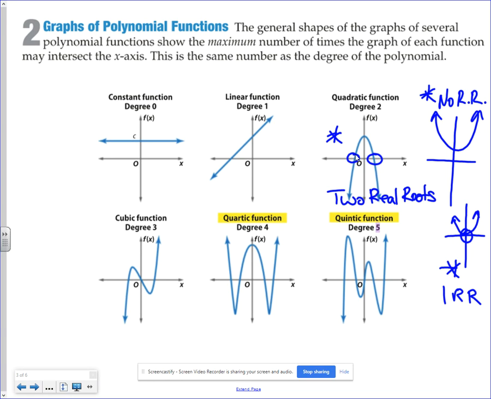If you look here at the degree 3 one, what's the maximum amount of real roots that degree 3 can have? 3 of them, because the graph can cross 3 times. But it could have less than 3. But the maximum is the degree of it. When you have a degree 4 equation, the maximum amount of real roots that you can have is 4, but you can have less. For degree 5, the maximum amount that you can have is 5. You can't have more than 5 if it's degree 5, but you can have less than 5.